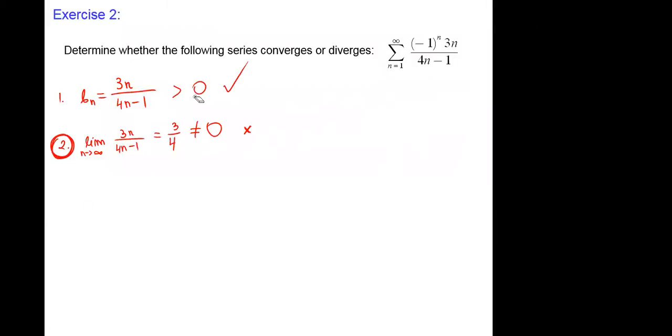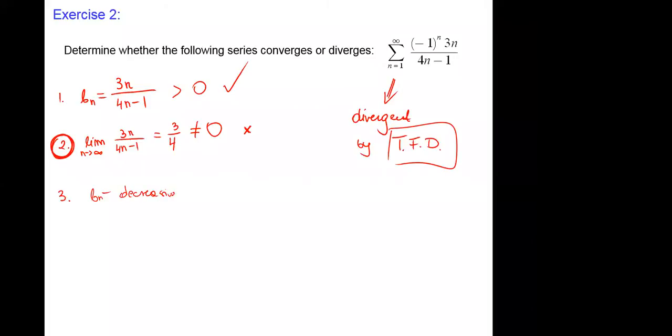If the limit is different than 0 or the limit doesn't exist, I can say right away this is divergent by the test for divergence. Please remember, not the AST. I will not even check. I think it is decreasing, but we don't even have to finish, because if we get the derivative, we will definitely prove this. But that's the point, we can't really use that.